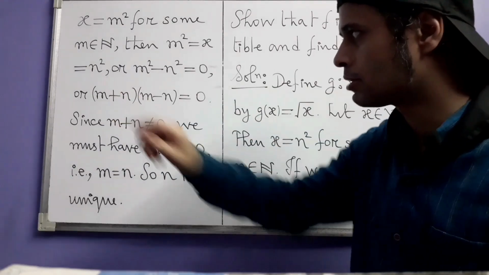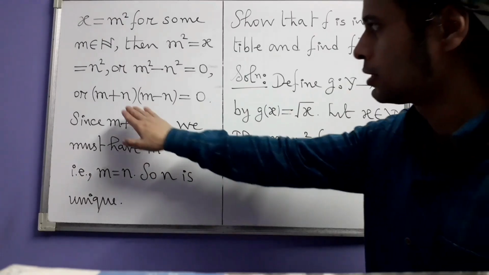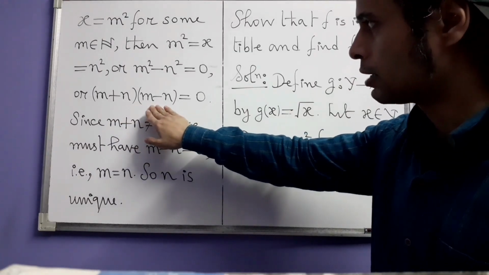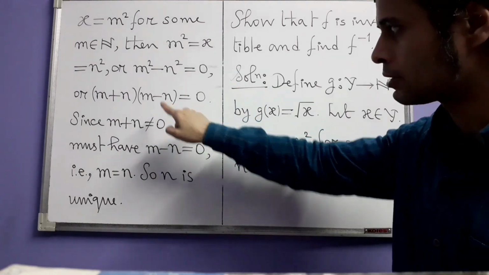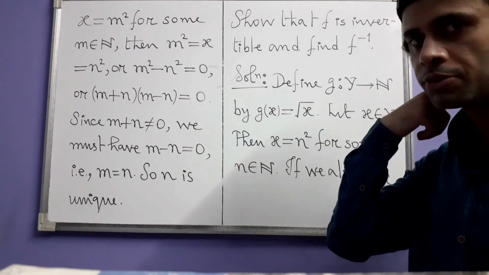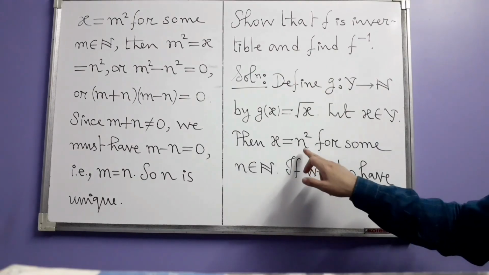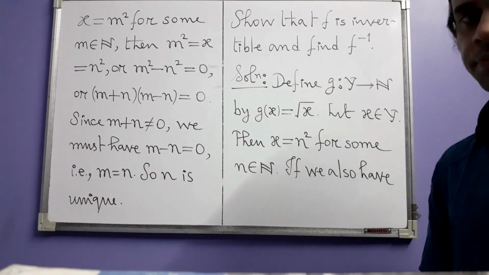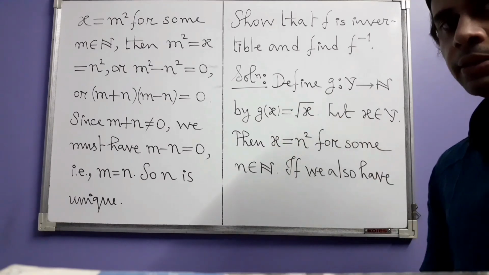So their sum is also positive, that means sum is not 0 in particular. But when the product of two real numbers is 0, at least one of them has to be 0. So that means the other one has to be 0. So from that you get that m has to be equal to n. That means this n is unique. There can only be one such n whose square is that given x.